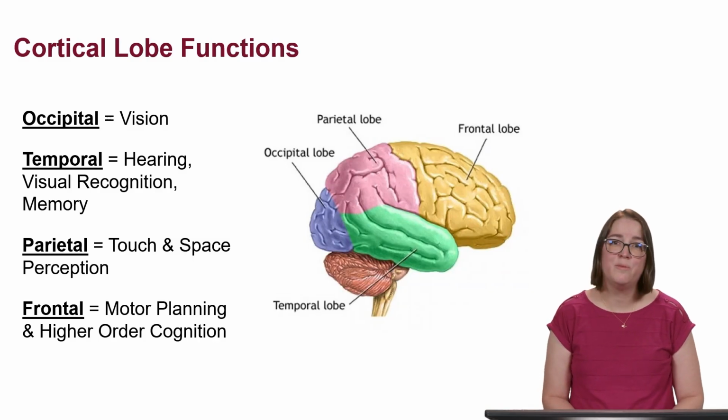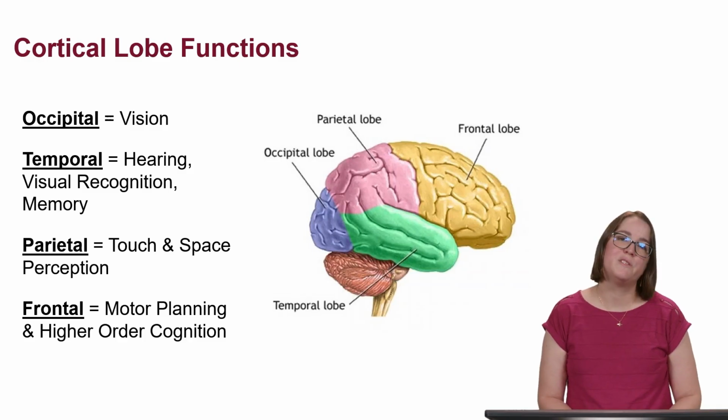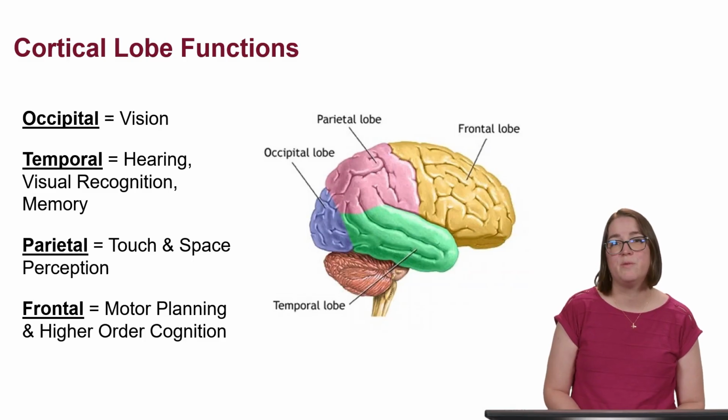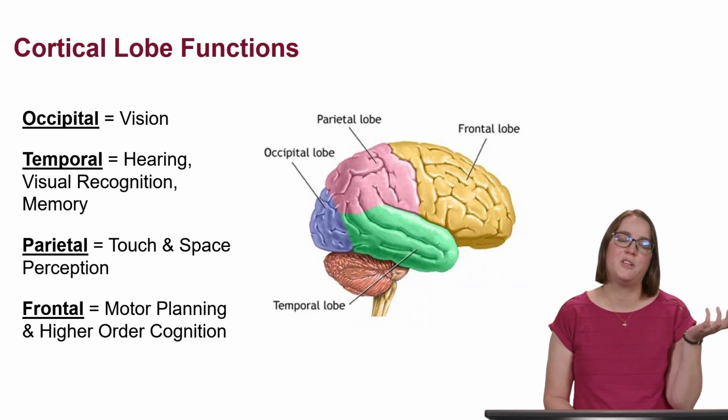The occipital lobe is responsible for early visual processing. The temporal lobe is responsible for hearing, memory, and later parts of visual processing that involve recognizing the identity of objects and faces. The parietal lobe is responsible for our sense of touch and space perception, including some later parts of vision that involve location.